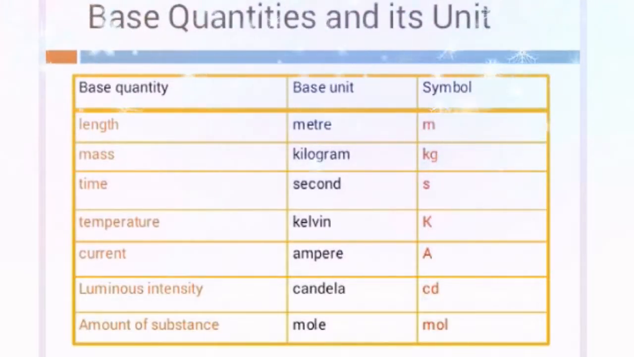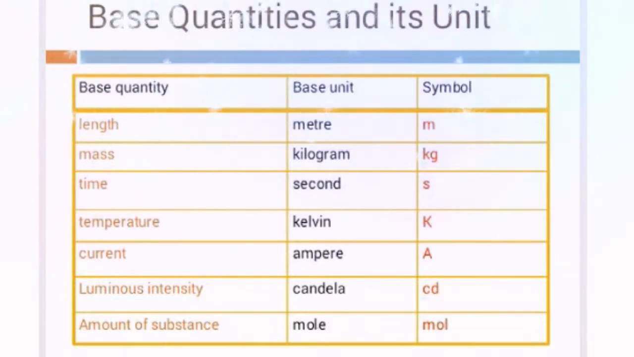Now, looking at base quantities and units in detail, there are about 7 base quantities. The first one being length. The unit is the meter. The symbol is the small letter m. Second one is mass. The unit is the kilogram, and the symbol is kg. Third one is time. The unit is the second. The symbol is small letter s.